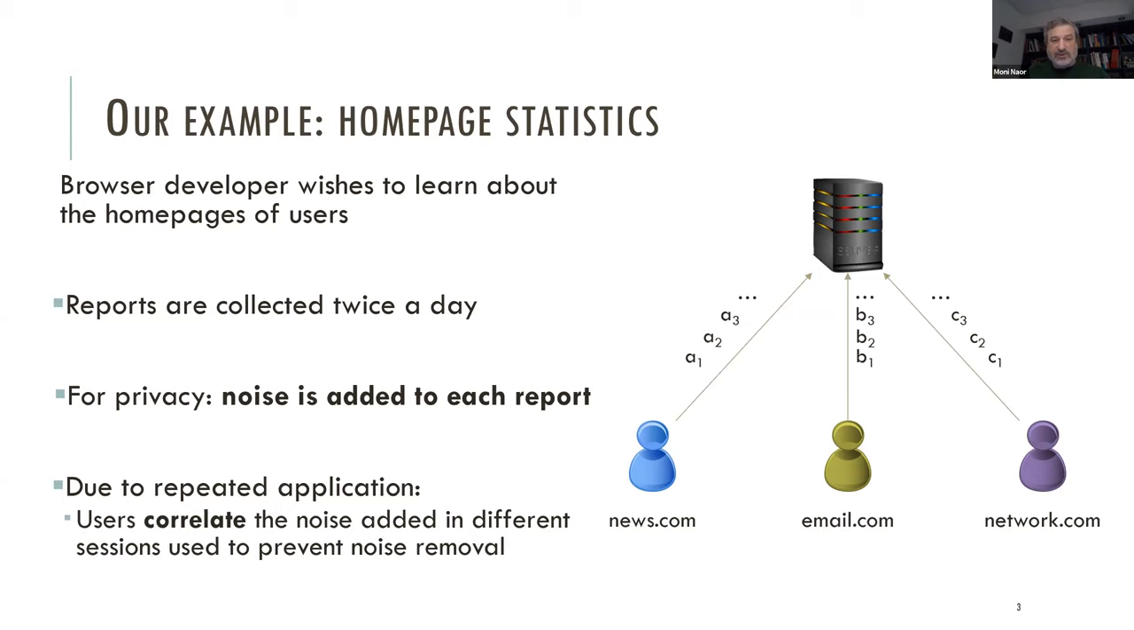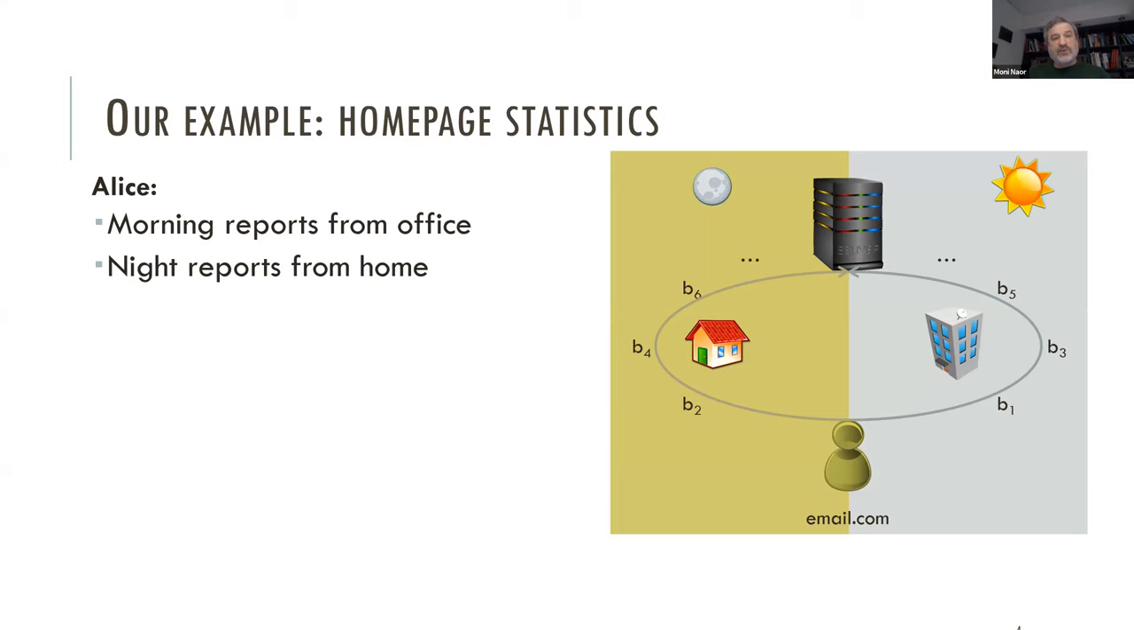Now, how can this be used for tracking? Exactly: the reports, or some approximation of the reports, become the handle on that user. Suppose we have a user, Alice. She reports in the morning from the office, and at night she reports from home. And we have an adversary who tries to identify the IP address of where Alice lives.